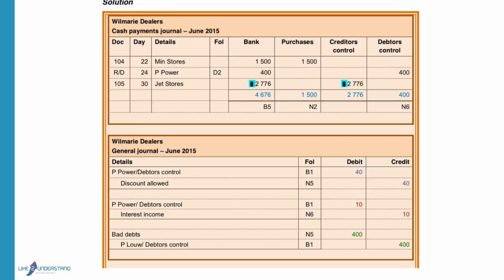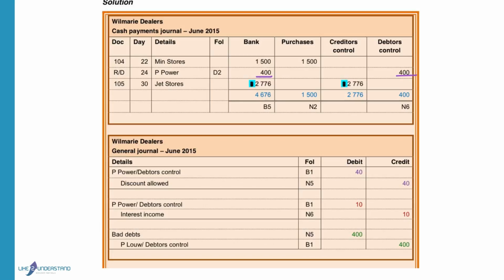If a check of a debtor is returned due to insufficient funds, we will cancel the check in the cash payments journal. When we receive the money, we recorded it in the cash receipts journal, so we have to cancel it in the cash payments journal. And in the cash payments journal, we will only record the amount on the check.